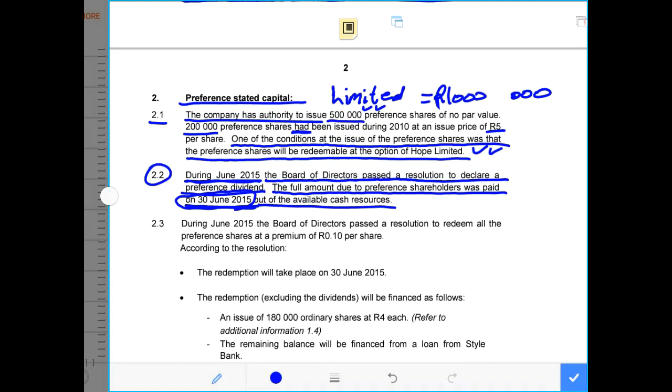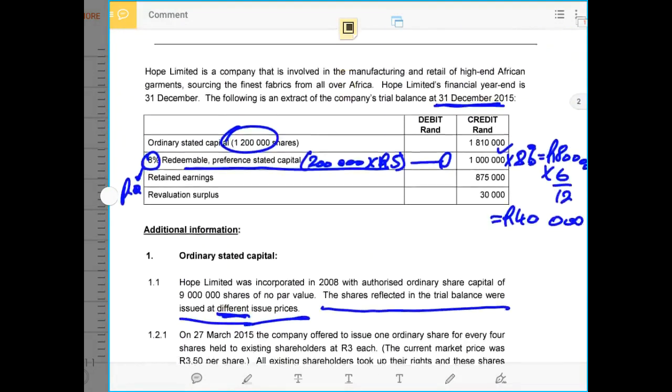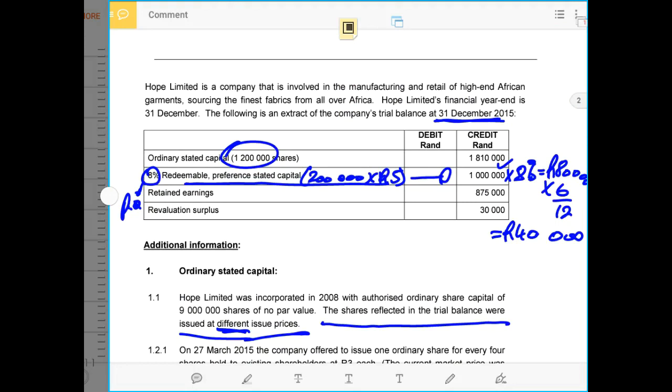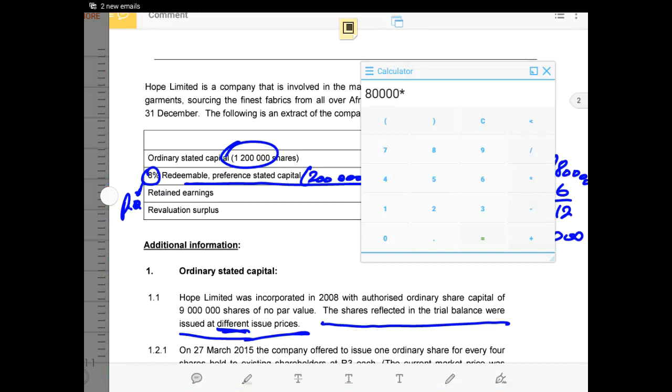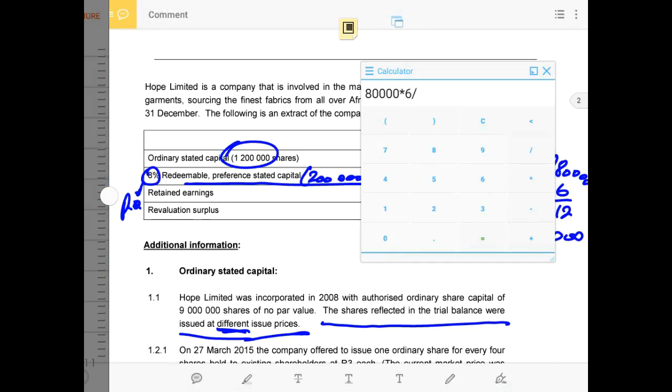So now it means these shareholders will only be entitled to dividends for half of the year. We can't give them the full 80,000 because 80,000 is for the full year, but we only have to give them dividends for the 6 months, which is the period in which dividends were declared and paid. So we multiply the 80,000 by 6 and divide by 12, which gives us a total of 40,000 as the preference dividends for 6 months, which is half of the year.